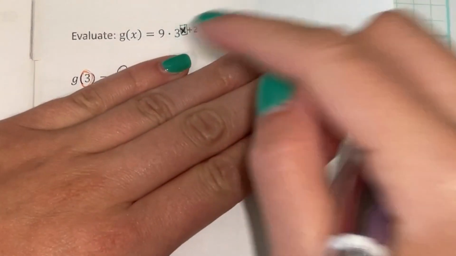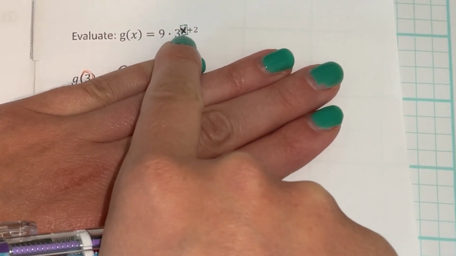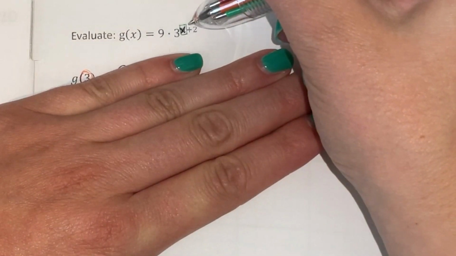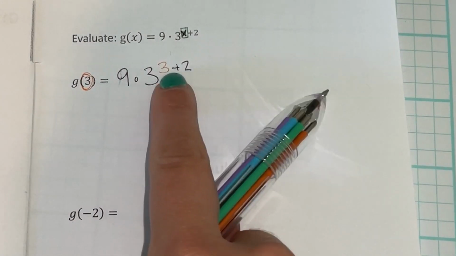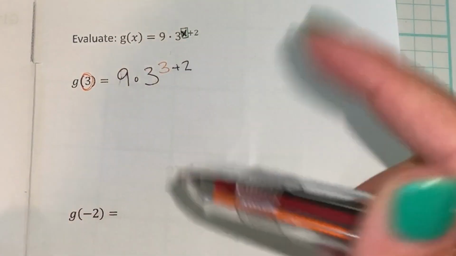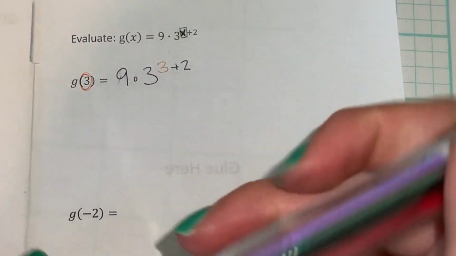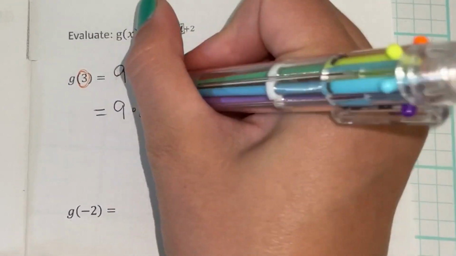So we have g of x equals 9 times 3 to the exponent x plus 2. We're going to replace that x. That's the only thing that's going to change. So we're going to still have 9 times 3. Instead of an x, we're going to use a 3 because that's what they tell us to use, and then we're going to add a 2. So, got to be careful with this one. We're going to have 9 times 3. 3 plus 2 is 5.